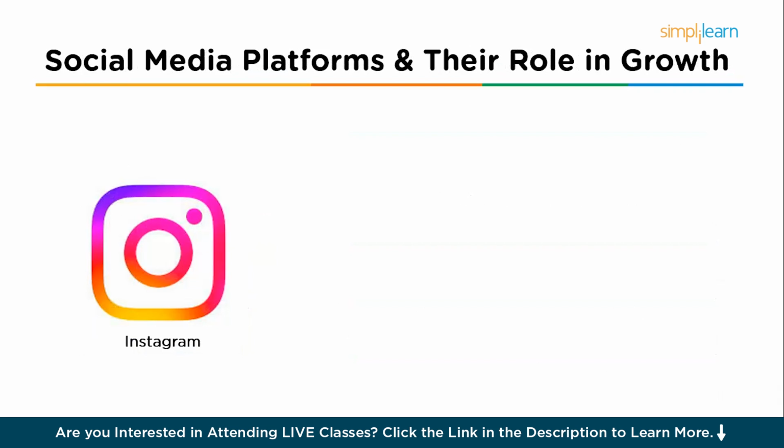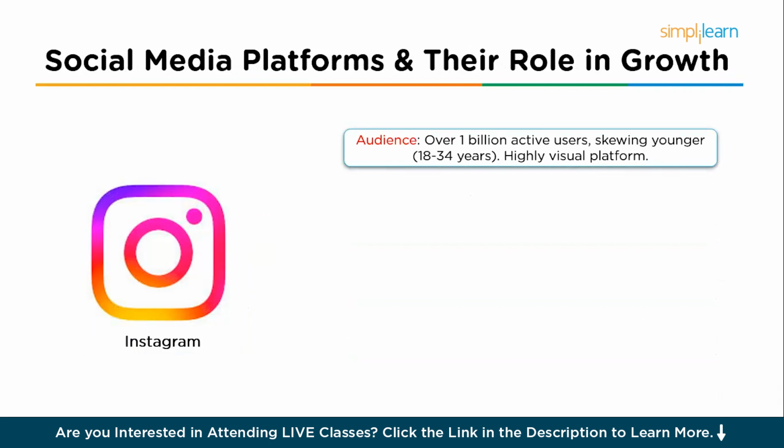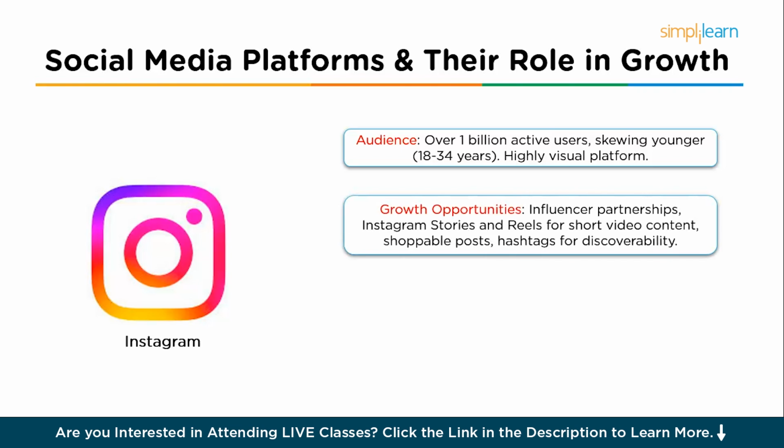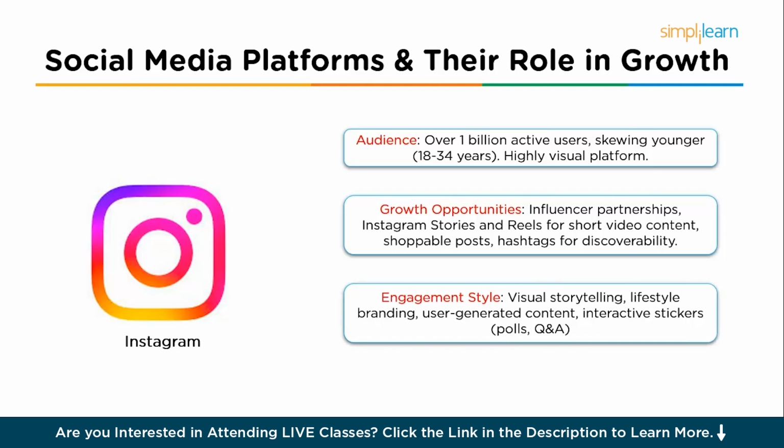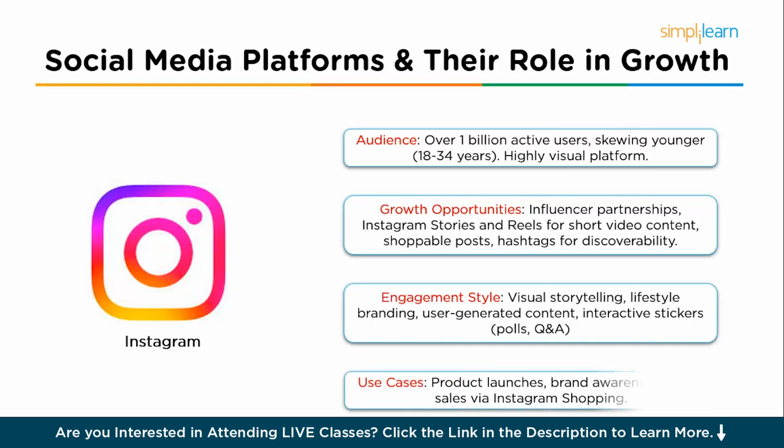So the first one is Instagram. Here the audience is over 1 billion active users, skewing younger, 18 to 34 years, a highly visual platform. Growth opportunities are influencer partnerships, Instagram stories and reels for short video content, shoppable posts, and hashtags for discoverability. Then comes engagement style: visual storytelling, lifestyle branding, user generated content, UGC, interactive stickers, polls, and Q&A you can do. What are the use cases of this?